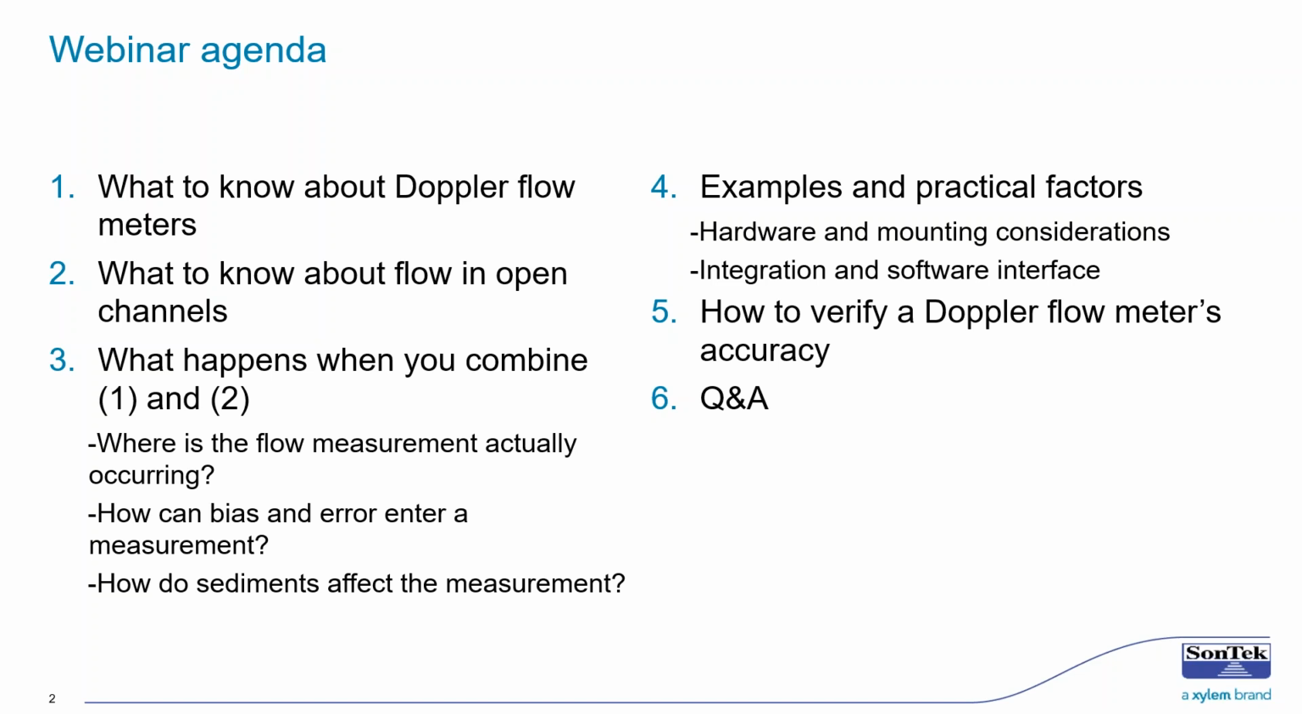This is important because we need to know where the measurement's actually happening under the water. We need to know where biases can enter. We need to know how sediments can affect the measurement. After this technical piece, we're going to switch over into some examples from the field and some practical considerations. And lastly, once your meter's in the water, how do you know its accuracy? And then we're going to leave time for your questions.